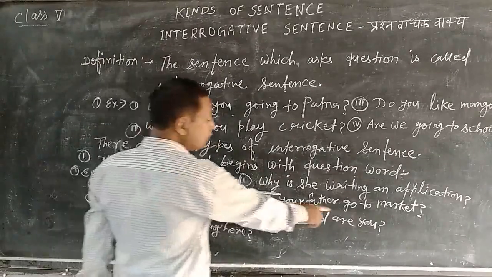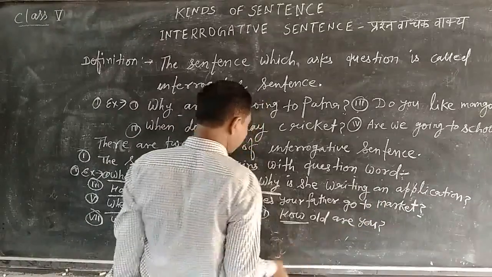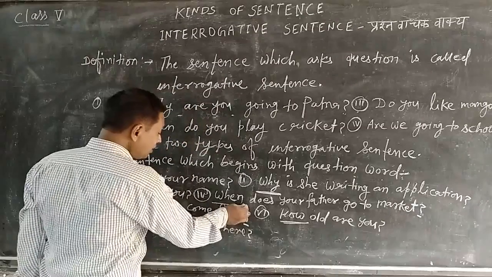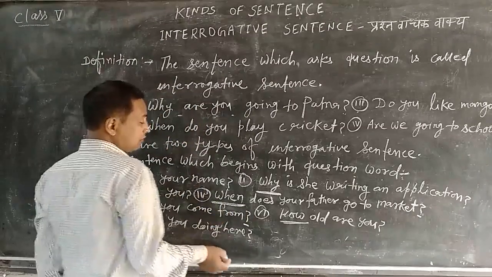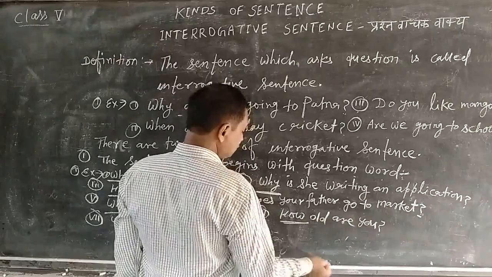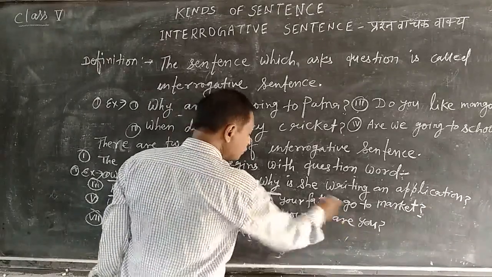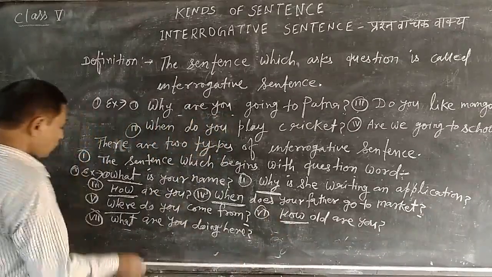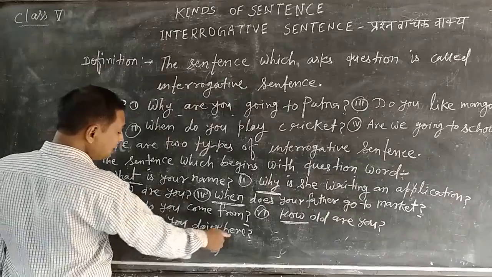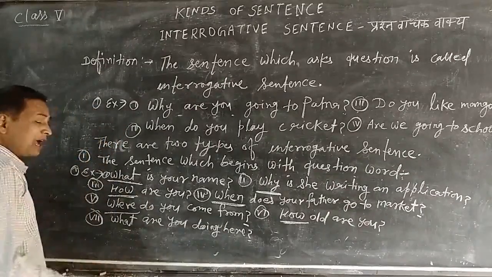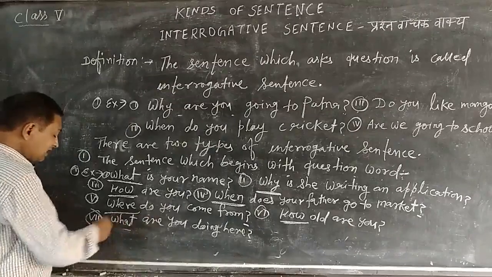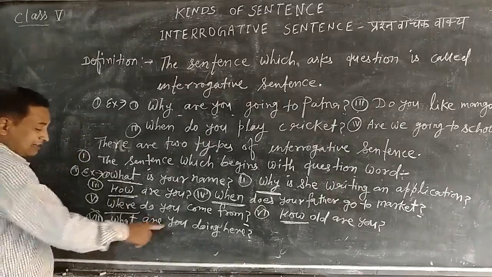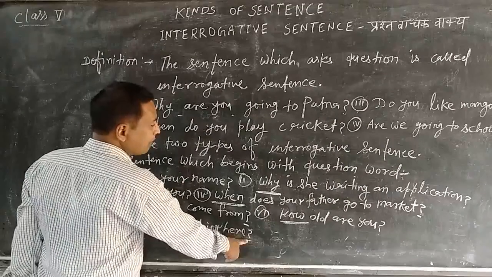When does your father go to market? This sentence also begins with question word when. How old are you? This sentence also begins with question word how. What are you doing here? This sentence also begins with question word what and ends with a question mark.